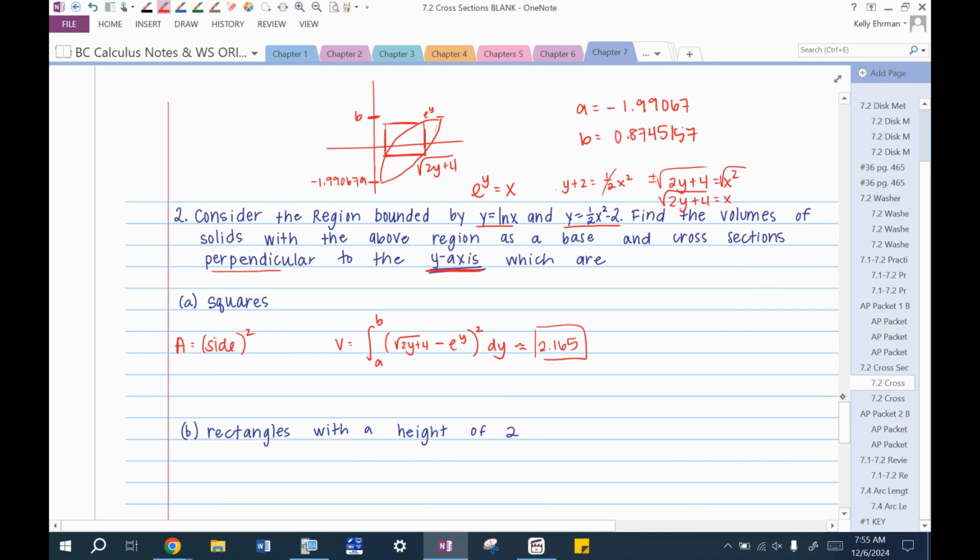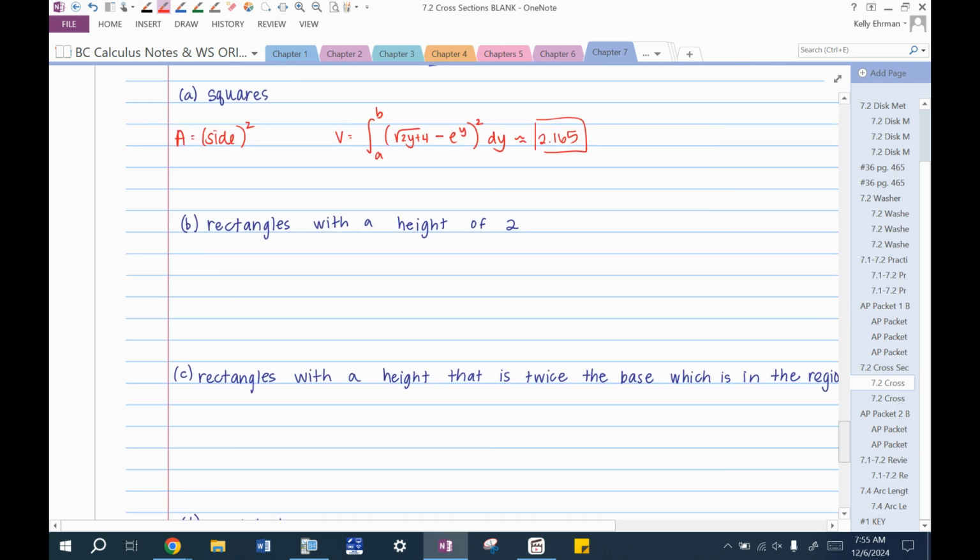On to the next. Rectangles with a height of 2. The height is 2, and then you've got this base. The area is 2 times the base. The base is right minus left.